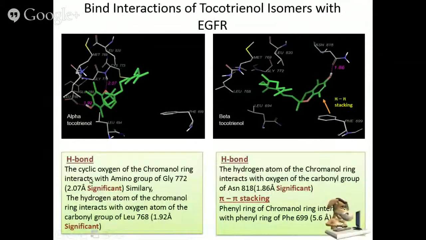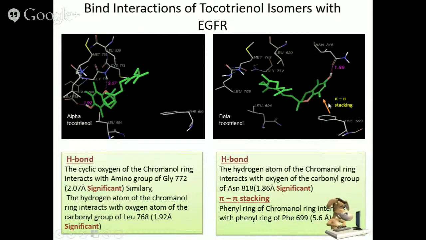We found that there is a hydrogen bond: the cyclic oxygen of the chromanol ring interacts with the amino acid group of glycine here, and similarly the hydrogen atom of the chromanol ring interacts with the oxygen atom of the carbonyl group in leucine 768. On the other side, I found also beta.